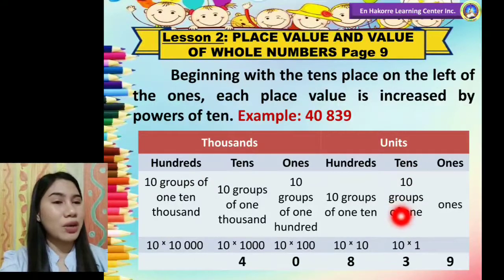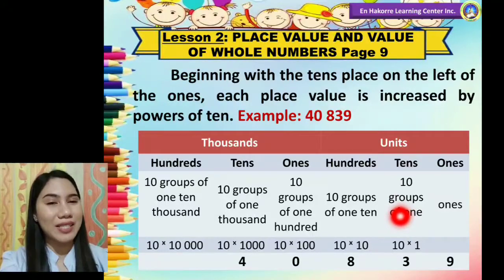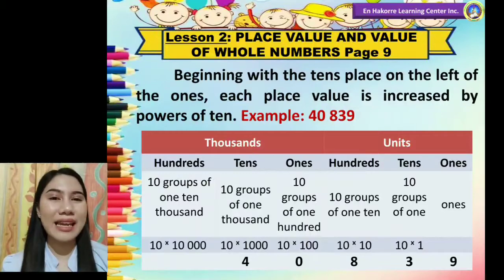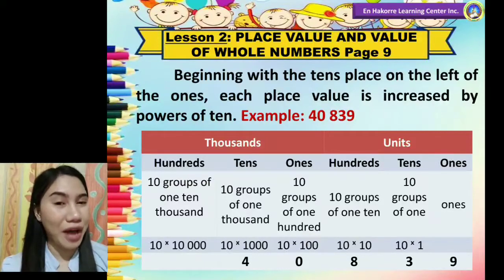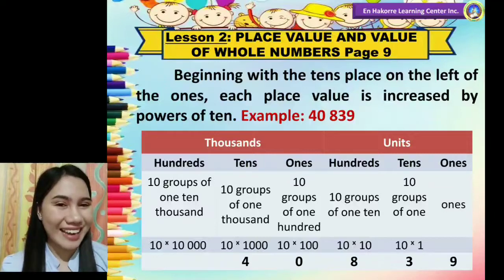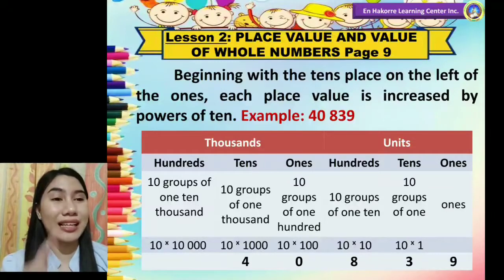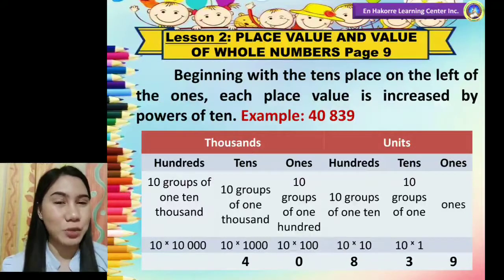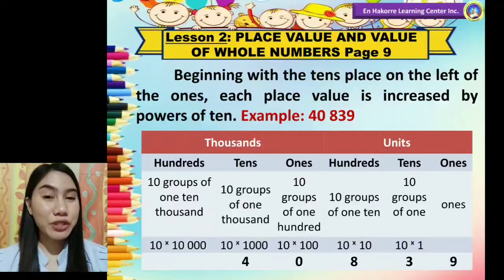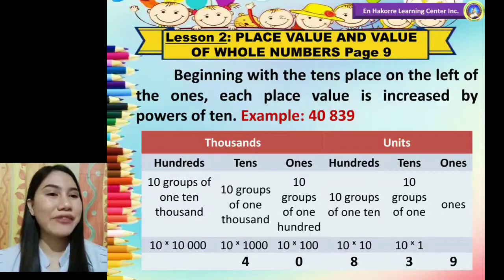Now, since 3 here, children, in the number 40,839 has a place value of tens, meaning there are 10 groups of 3. When there are 10 groups of 3, 10 times 3 is equal to 30, right? When we read together the tens and ones place, we read it as 39.